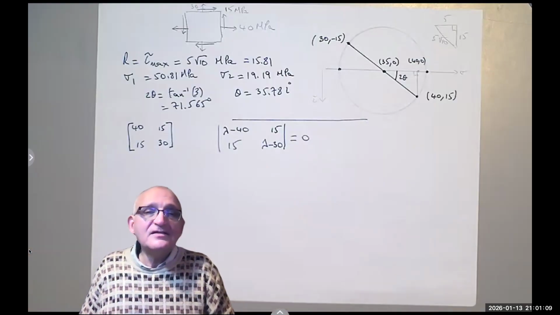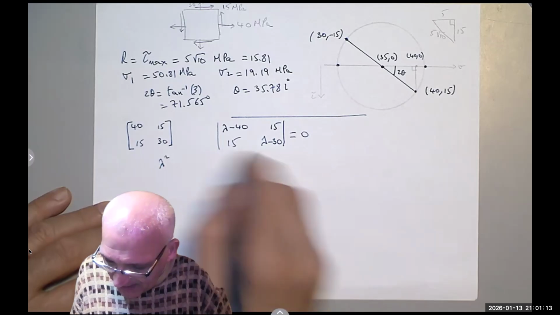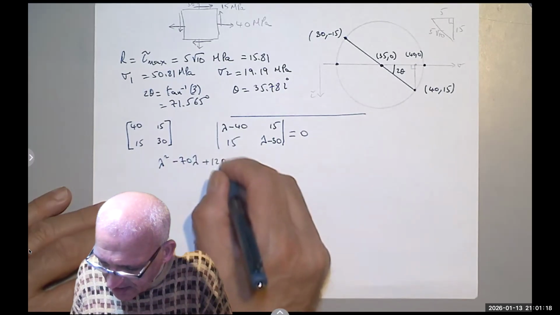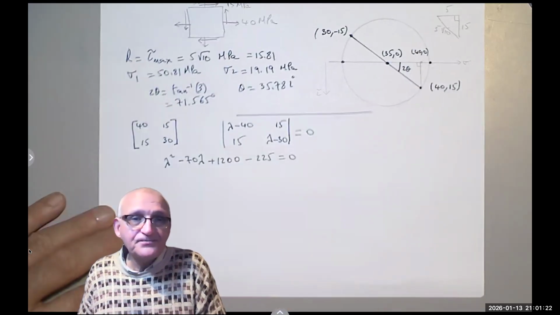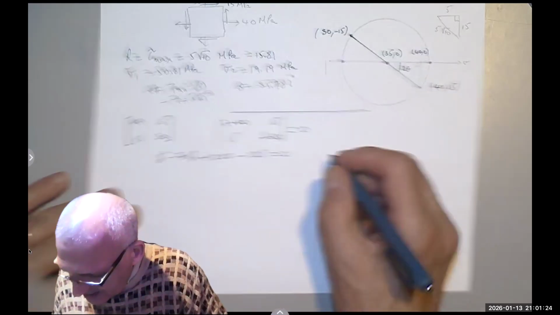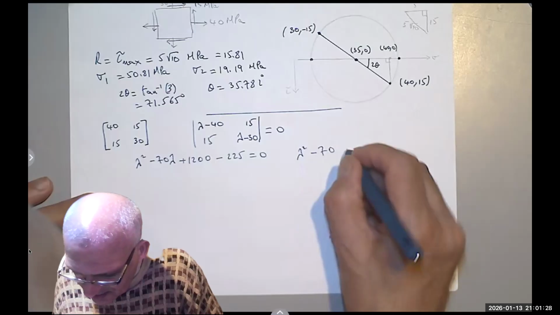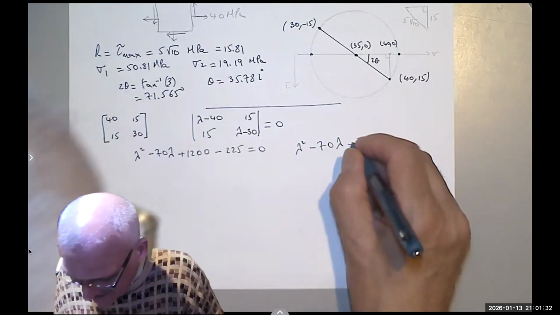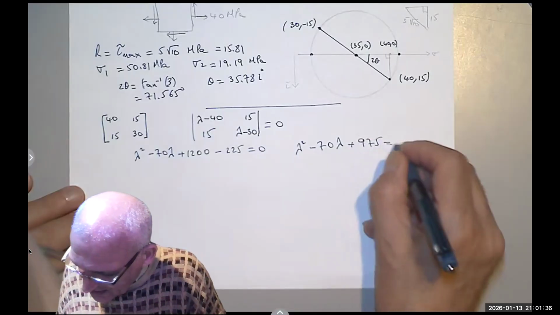So now when you find the determinant here, you will get lambda square minus 70 lambda plus 1200 minus 225. And you equate that to 0, right? I don't want to waste your time, so I'm trying to do it fast. Minus 70 lambda, and when I do it fast, sometimes I do it wrong, right? When you subtract, you get 975 equals 0.